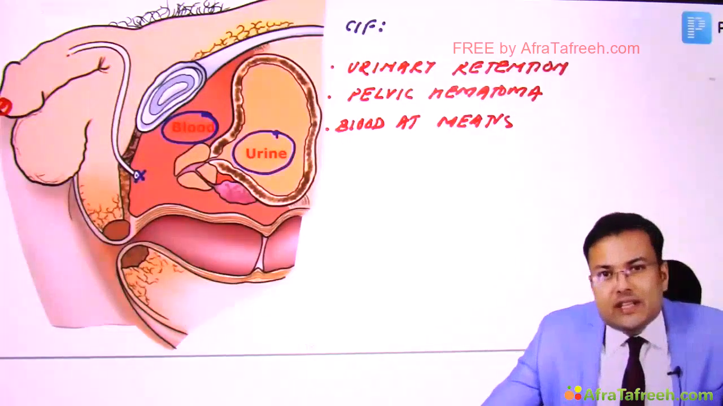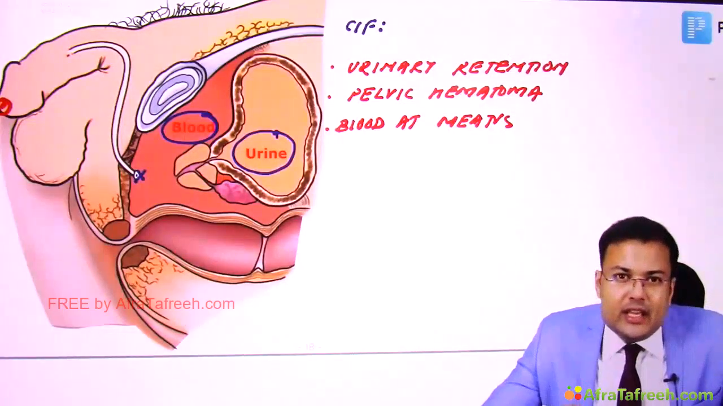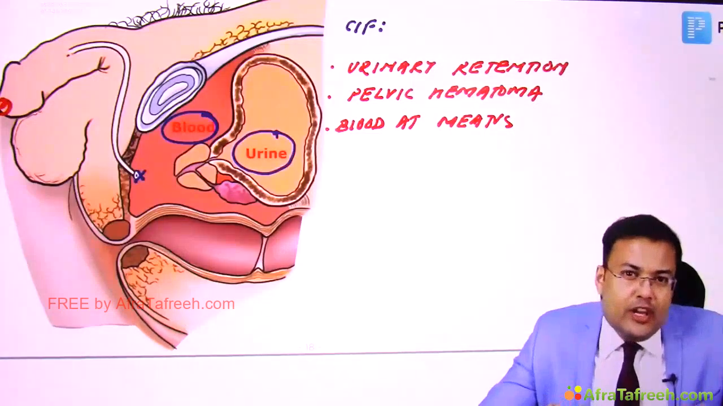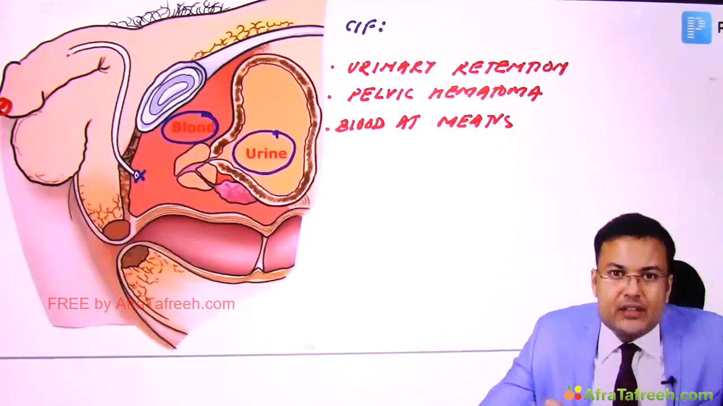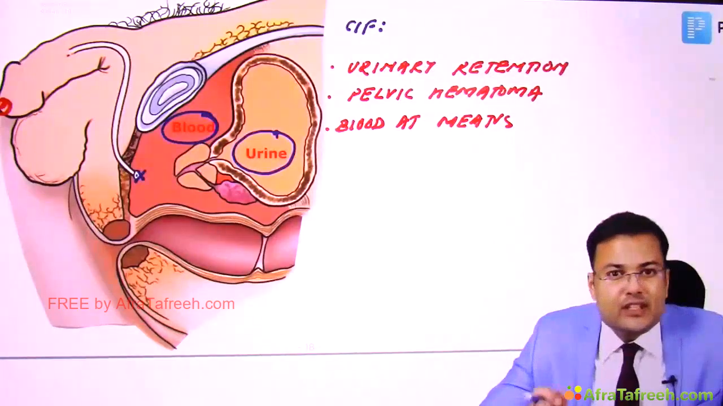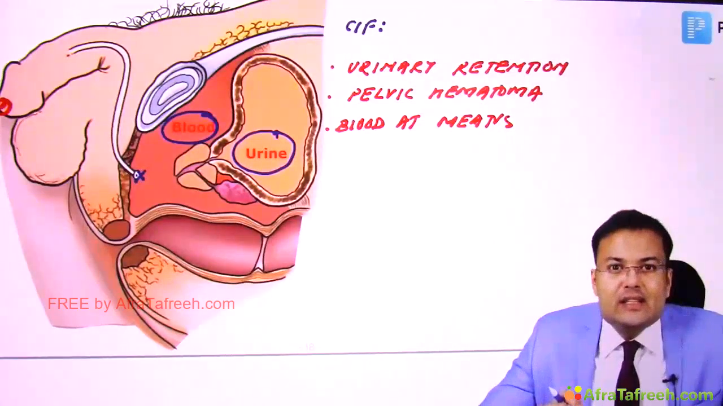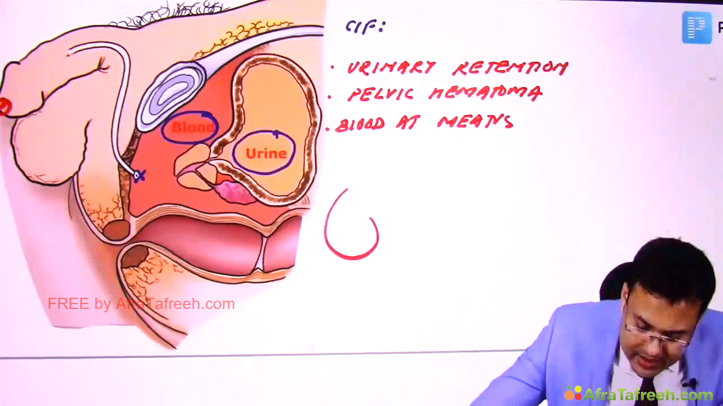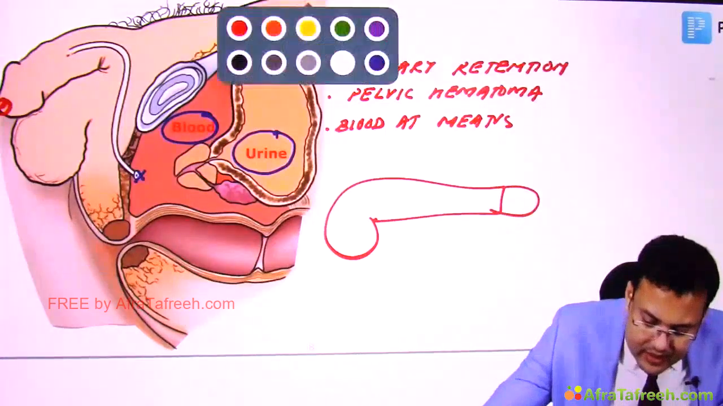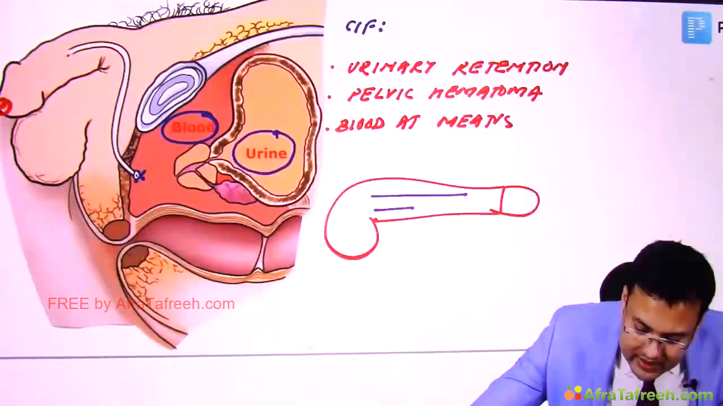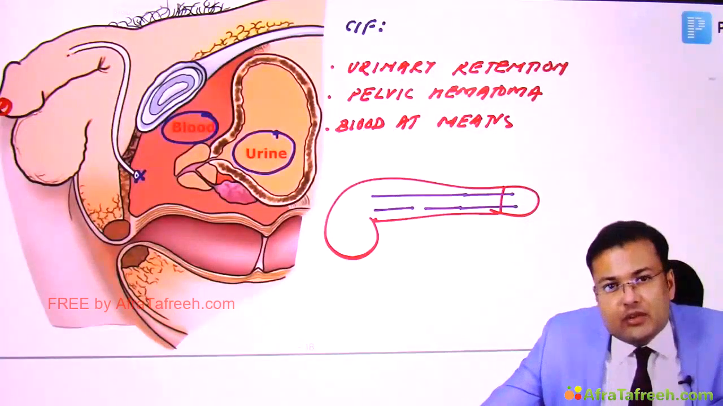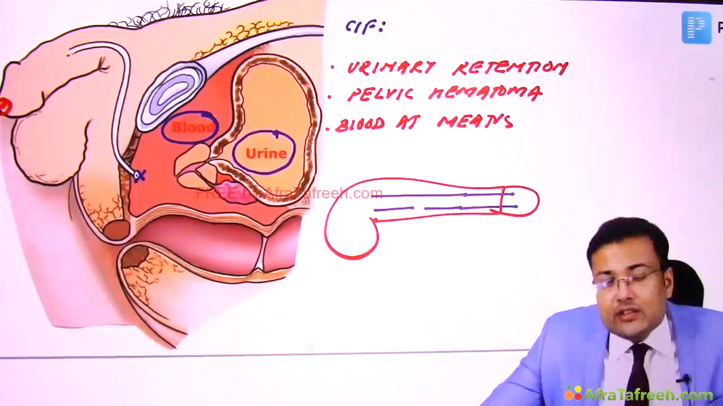Now two questions are asked: whether in a case of suspected urethral injury you will insert Foley's catheter or not. So see, whenever we suspect urethral injury, generally catheterization should not be done. Why? Because if you attempt the catheterization, what's the problem? The partial tear can be converted into complete tear. So usually it's not done.